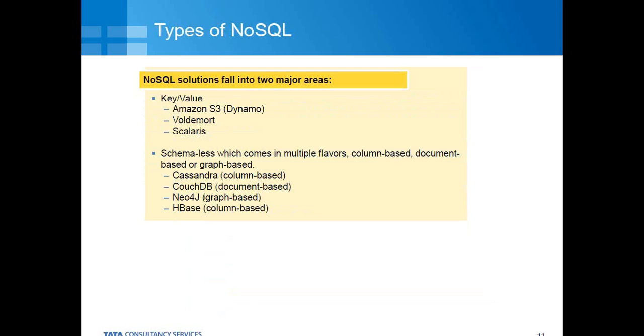There are four different types of NoSQL databases. Ideally, they are categorized into two major areas: one is key value, the other one is schemaless. For key value, some of the databases available currently are Amazon S3, Voldemort, and Scalaris. The key value databases are ideally the simplest NoSQL databases.